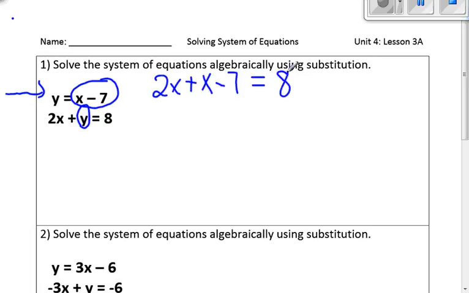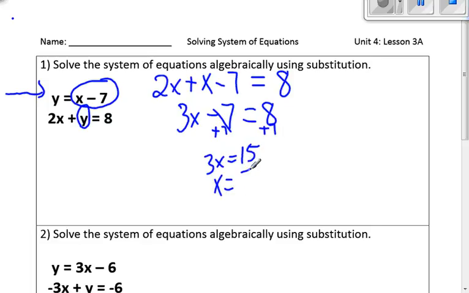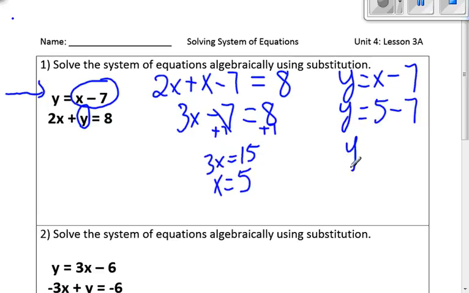8. Now it's always important to remember our equation solving rules. 2x plus x, they're next to each other, combine like terms. Add 7 to both sides. 3x equals 15. Divide both sides by 3. X equals 5. We're not done. You need to substitute back into one of the original equations. I think this one's the easiest. Y equals 5 minus 7. Y equals negative 2. So our answer, 5 comma negative 2.